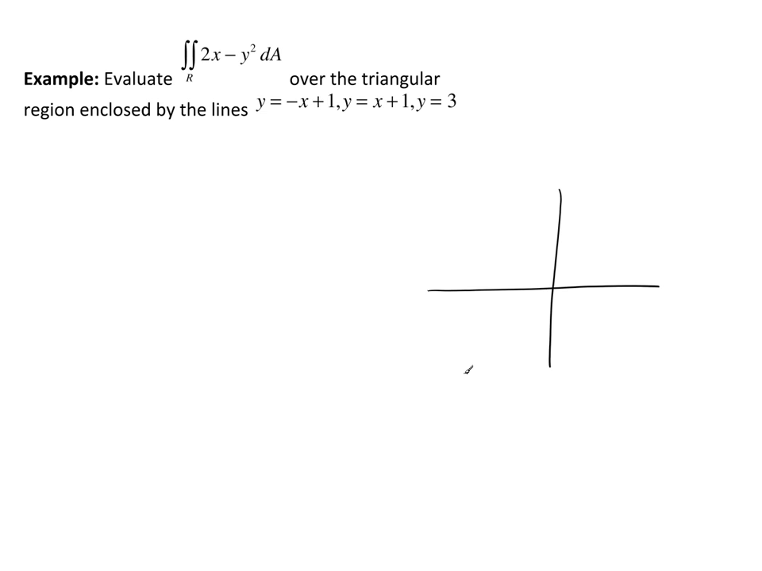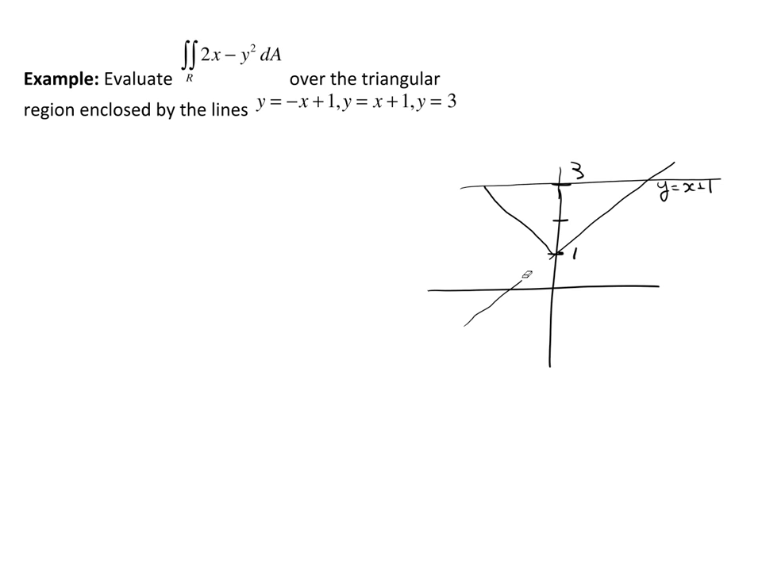Let's see, y equals x plus 1. That's kind of easy. That's going to look like this. That's y equals x plus 1. Y equals 3 is even easier. See, that's 1, 2, 3. So it's going to be a horizontal line. And then y equals negative x plus 1. Well, the triangular region is just going to look like that.